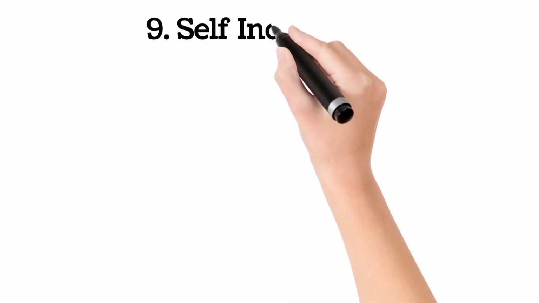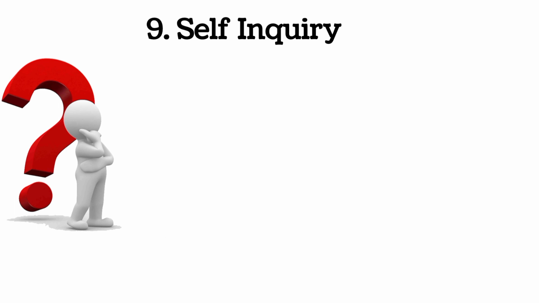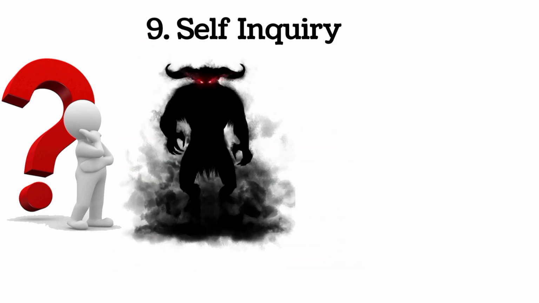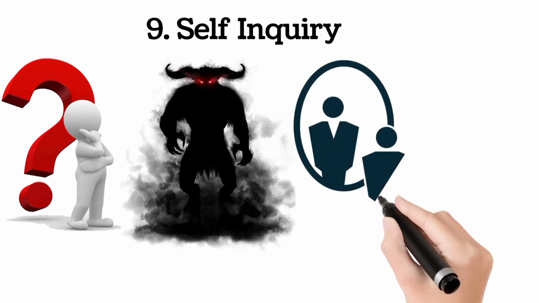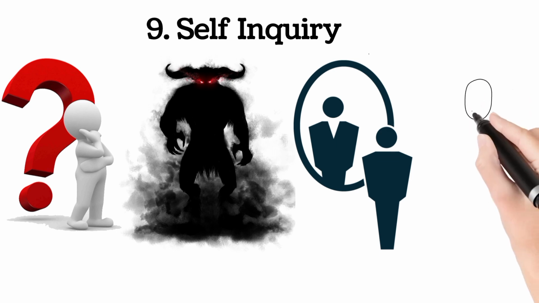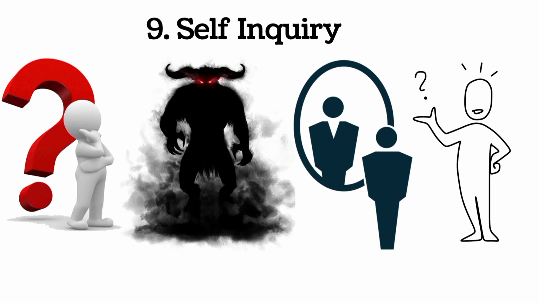Number 9. Self-inquiry. Asking yourself questions about your thoughts, feelings, and behaviors can be a helpful way to gain insight into the shadow self. This may involve asking yourself why you feel or behave in certain ways or exploring the roots of your unconscious beliefs and behaviors. This can help you to become more self-aware and self-accepting. Some people may find it difficult to be honest with themselves or may struggle with self-inquiry. It can also be challenging to fully explore the unconscious mind through self-inquiry.